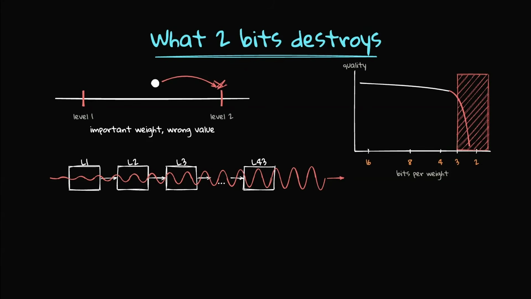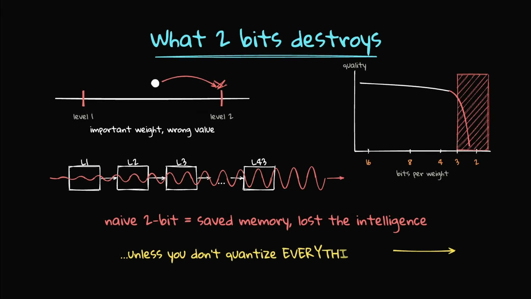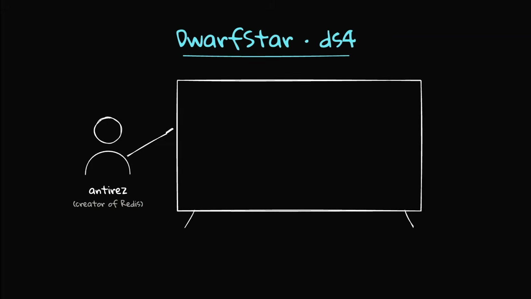Down to about 4 bits, models hold up surprisingly well if they are large models. Below 3 bits, quality historically falls off a cliff on its own. So native 2-bit quantization gives you a model that fits in the RAM but isn't worth running. You saved the memory but threw away the intelligence. Unless, and this is the key insight of the whole approach, you don't quantize everything. Okay, so this is where DwarfStar comes in.